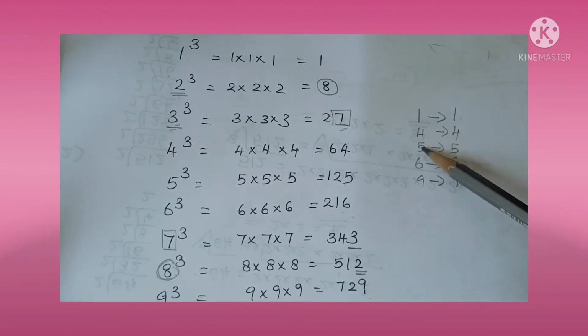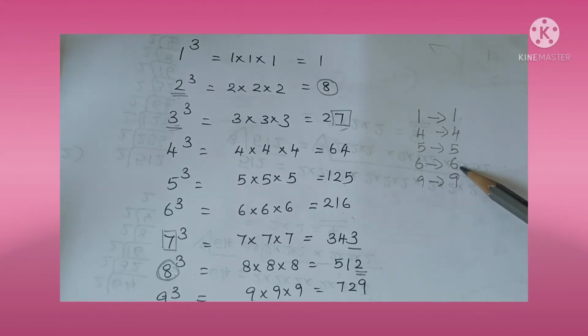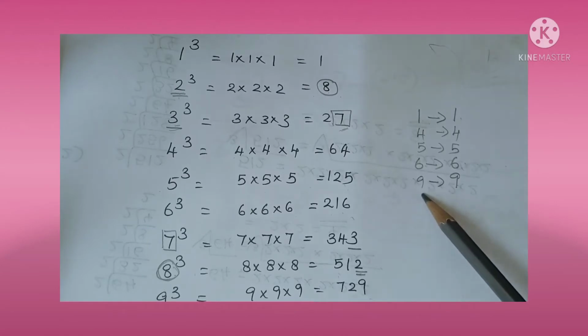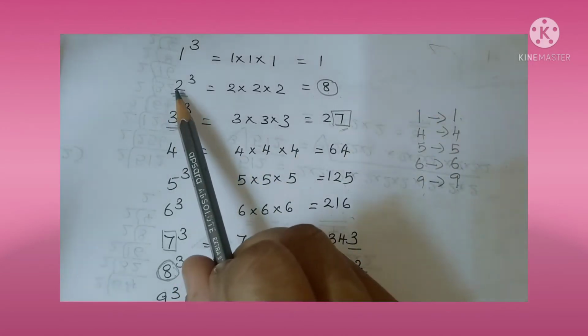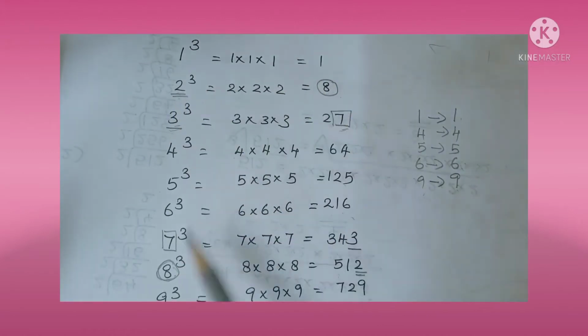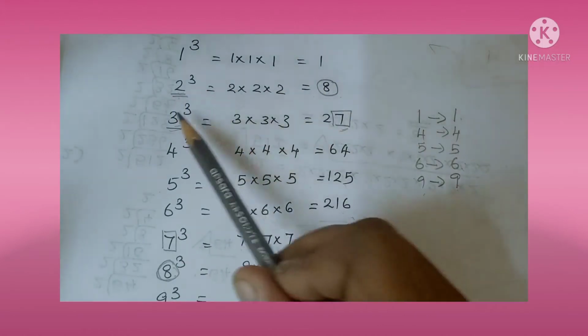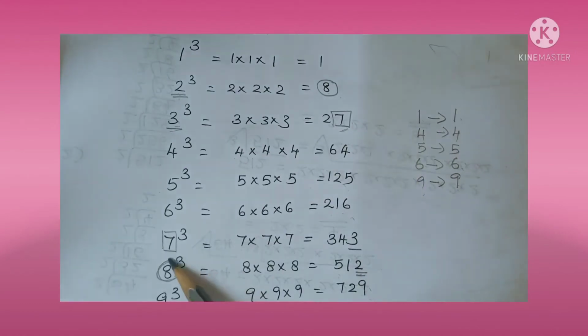The cube of a number ending with 5 ends with 5. The cube of a number ending with 6 ends with 6. The cube of a number ending with 9 ends with 9. Only for 4 cases it changes: 2 ending with 8, 8 ending with 2, 3 ending with 7, 7 ending with 3.